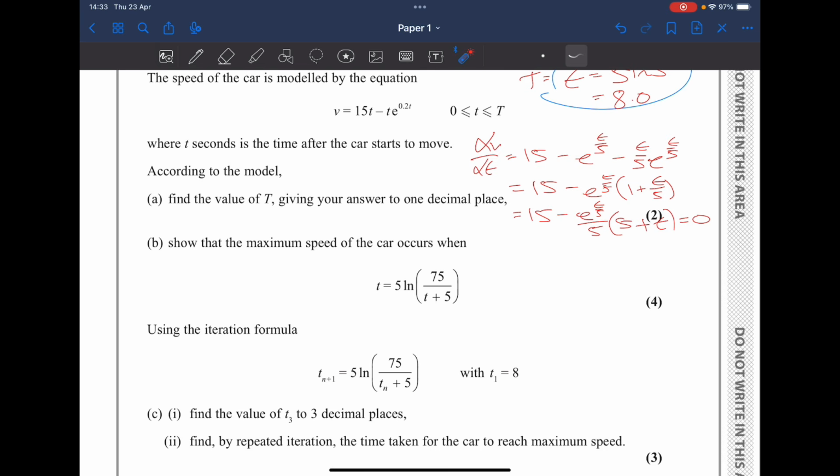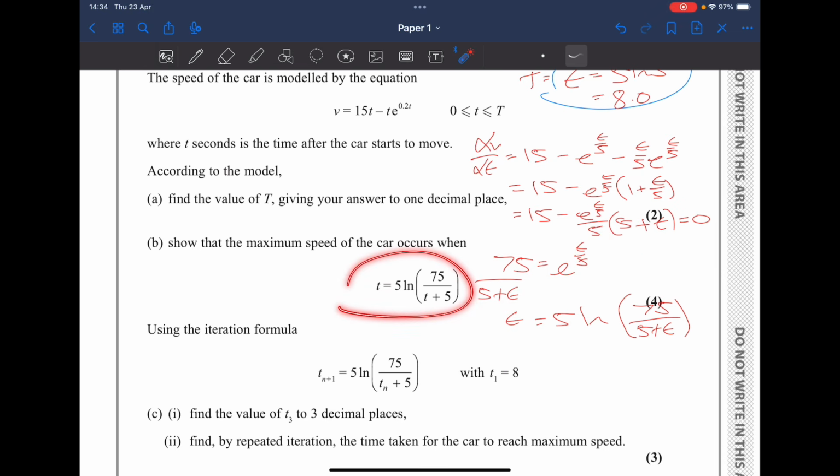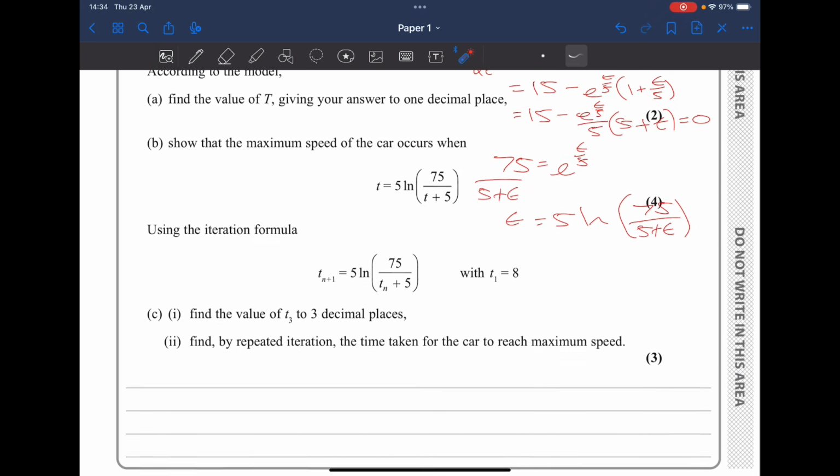What we can do is times by 5 everywhere. So we're going to have 75 equal to all our e stuff, so e to the t on 5, times the bracket, 5 plus t. I can just straight away put it down there. Now if I take logs of both sides, I'll have t over 5, but again I can just times by 5 immediately. Then I'll have the natural log of that fraction, 75 over 5 plus t. That's not too bad, taking logs and then times it by the 5. And we do get exactly what they want. The next one is iteration, and hopefully no issues doing that.